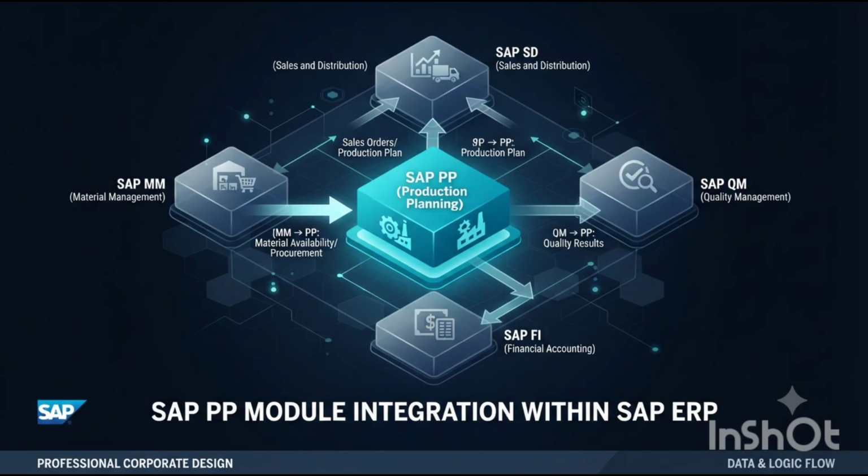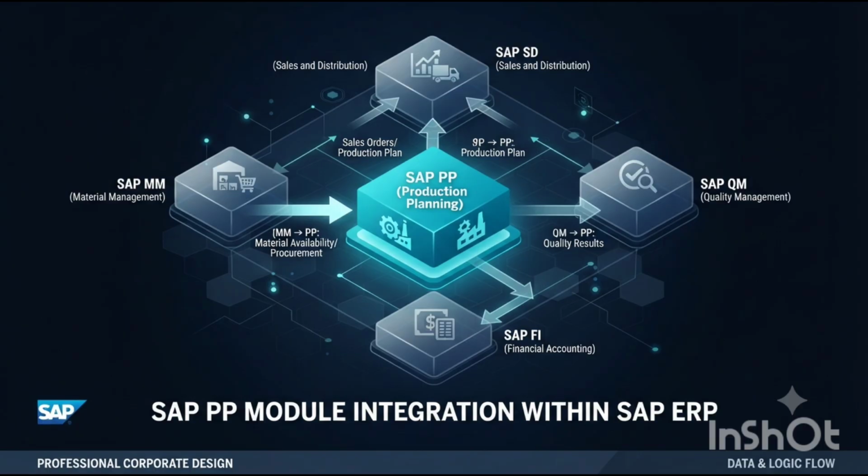SAP PP does not work in isolation. It is tightly integrated with other SAP modules. It receives demand from sales and distribution (SD), gets materials from materials management (MM), sends costs to finance and controlling (FICO), and maintains quality with quality management. This integration is the real power of SAP.